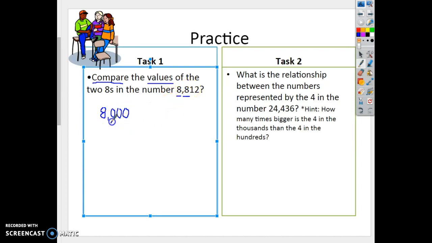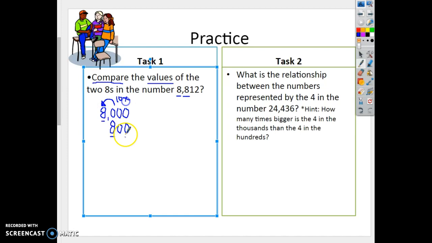This 8 is worth 800. You see how I'm lining up my numbers. So you want to look at where they are. So this 8 is right here, this 8 is here. And as you've learned in the previous slides, if you go over one spot, it's 10 times bigger.